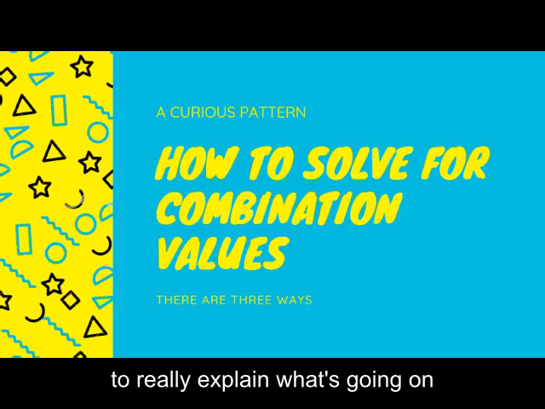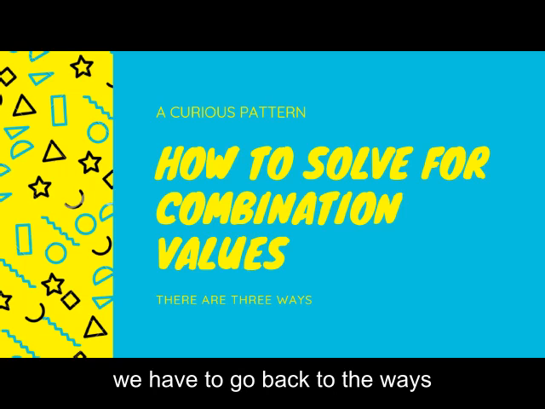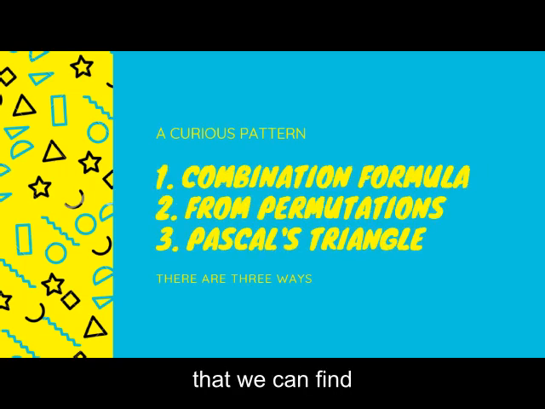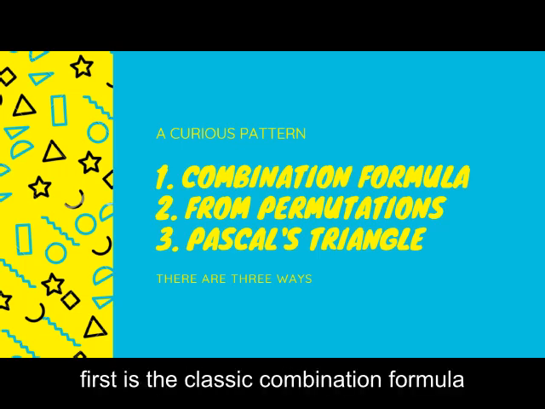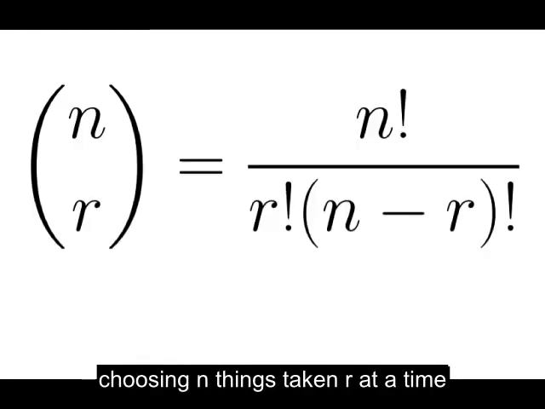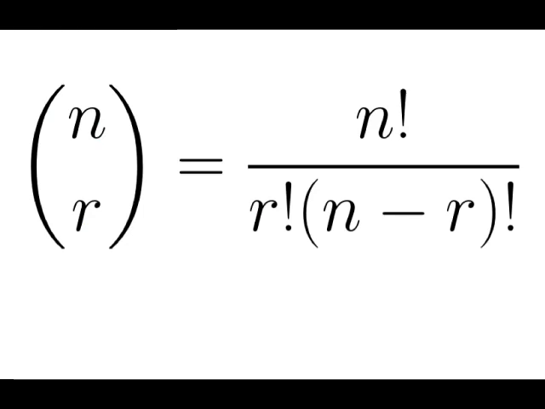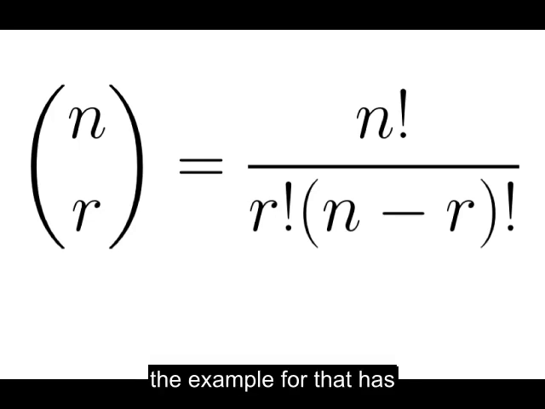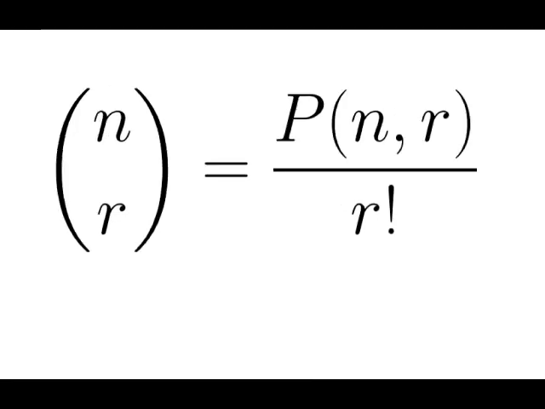To really explain what's going on, we have to go back to the ways that we can find combination values. So there are 3 ways as far as I know. First is the classic combination formula. The number of ways of choosing n things taken r at a time is n factorial over r factorial times (n minus r) factorial. The example for that has already been shown. So that's the formula that I used before.